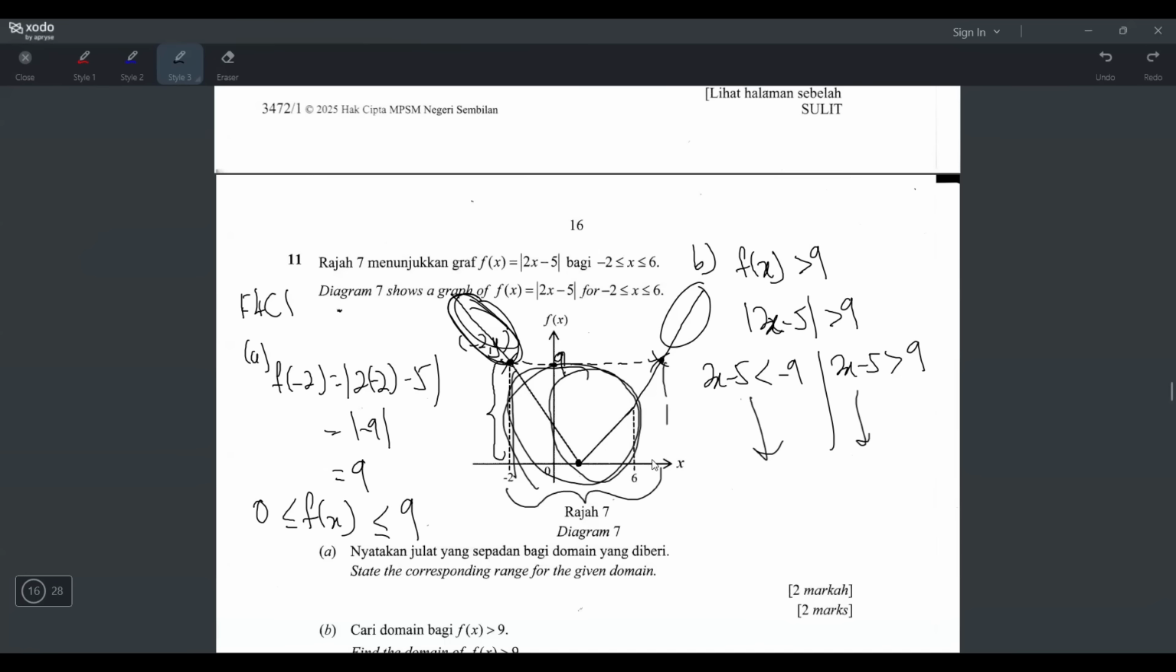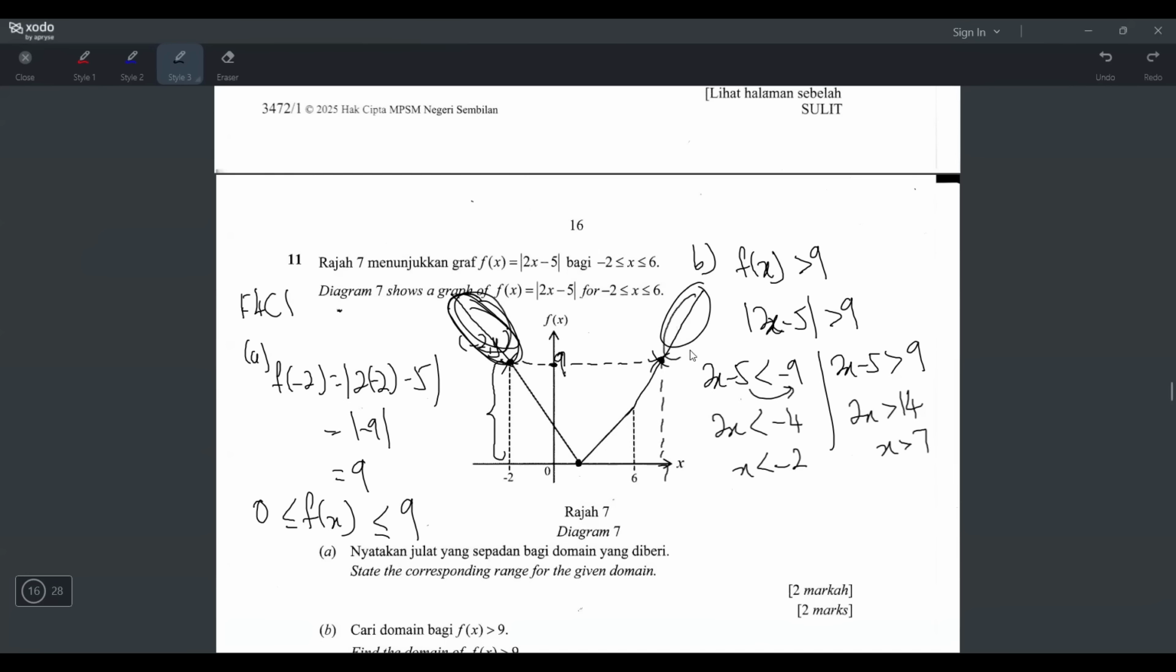Okay. Since now it's bigger, that's why you will separate into two. So it becomes 2x smaller than -9 plus 5 is -4, and then x smaller than -2. And for this, it will be 2x bigger than 9 plus 5, 14, x bigger than 7. So that means x smaller than -2, which is this part of the graph, and x bigger than 7, which is when the y is 9 and the x is 7 here. And then anything after the 7, that's the x range answer.